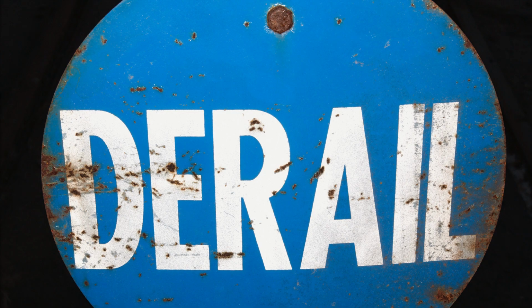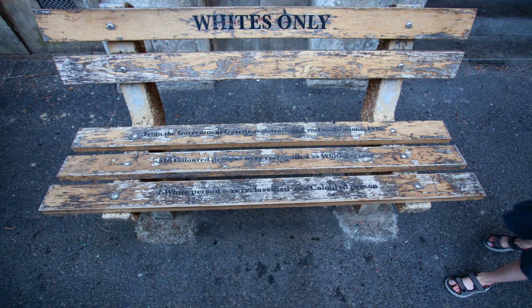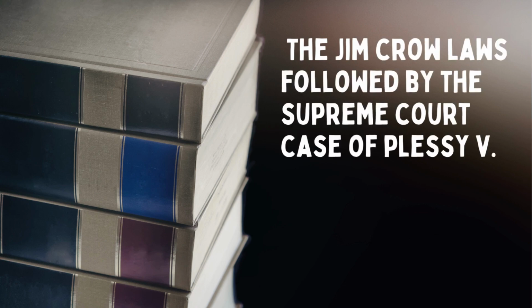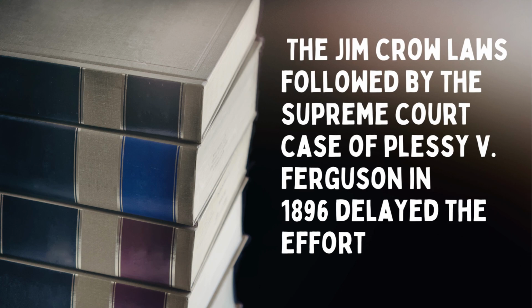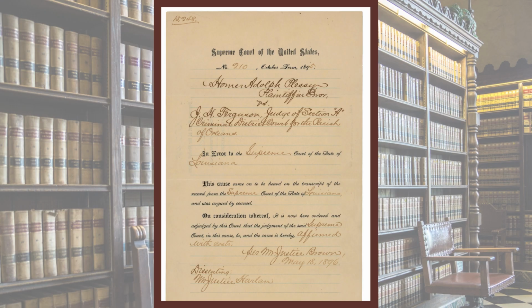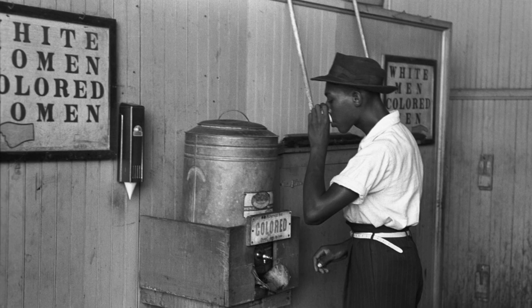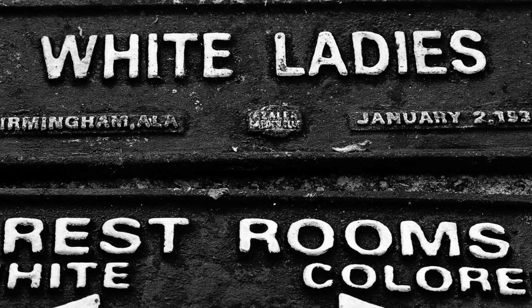Regrettably, Supreme Court rulings and the Jim Crow laws derailed the progress of the Civil Rights Act and enforced racial segregation and discrimination. The Jim Crow laws, followed by the famous Supreme Court case of Plessy v. Ferguson in 1896, delayed the effort. The court said it was okay for states to have laws that separated black and white people as long as they had equal facilities.